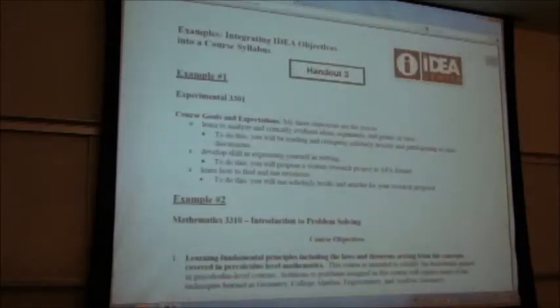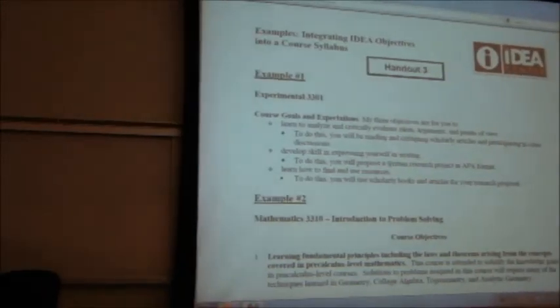Another way is to set up some kind of brief table and say, these are the course outcomes, and this is the link to the IDEA Center learning outcome. There are, I think, 6 examples in here, and you could look at them to give you some ideas for how you might want to do that. We don't require that you put the IDEA objectives in your syllabus. You don't have to. It's your course.